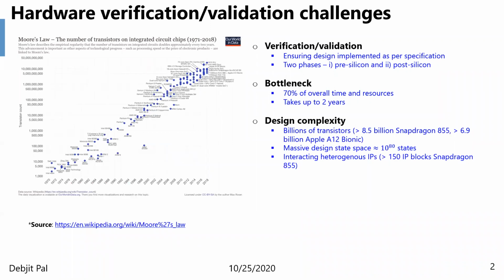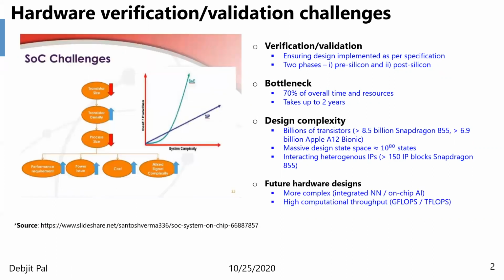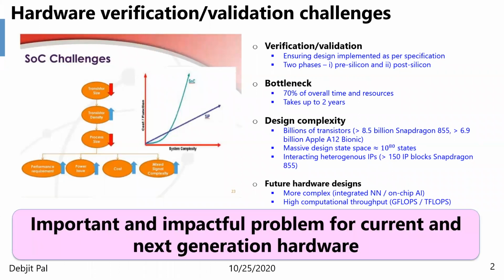This is primarily due to the sheer size of a modern hardware consisting of billions of transistors, hundreds of different functional blocks, and tens of different functionality. Going forward, as we design more and more complex hardware systems, the validation problem will become increasingly more difficult. Hence, hardware validation is an extremely important and difficult problem for current and next generation hardwares that needs to be addressed immediately.